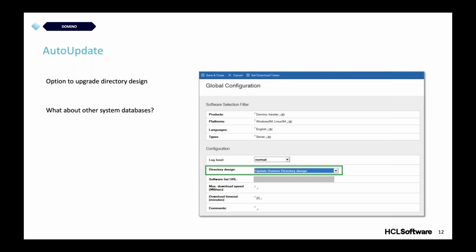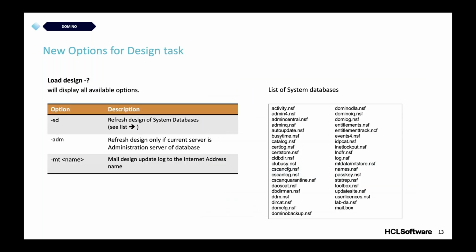This setting here, directory design updates, will actually also update the design of other system database templates if the server that you are currently upgrading is the one listed as the administration server of the database. But you can also do that manually, and that is done by a new setting in the design task. So if you switch to the next slide, Annalyn still maintains control over the slides.